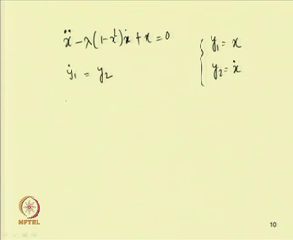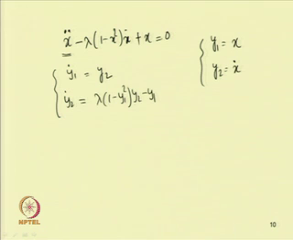To reduce this to a set of first order equations, let us write y 1 equal to x and y 2 equal to x dot. So, our first order equations will be: y 1 dot, that is x dot, equal to y2, and for the second equation, y2 equal to x dot, so y2 dot equal to x double dot. This x double dot can be written as lambda into 1 minus y1 square into y2, and by taking x to the right hand side, minus y1. So, these are the set of first order equations.